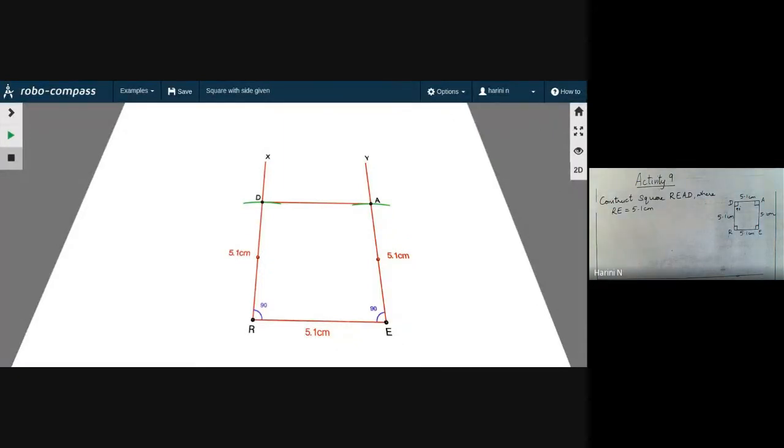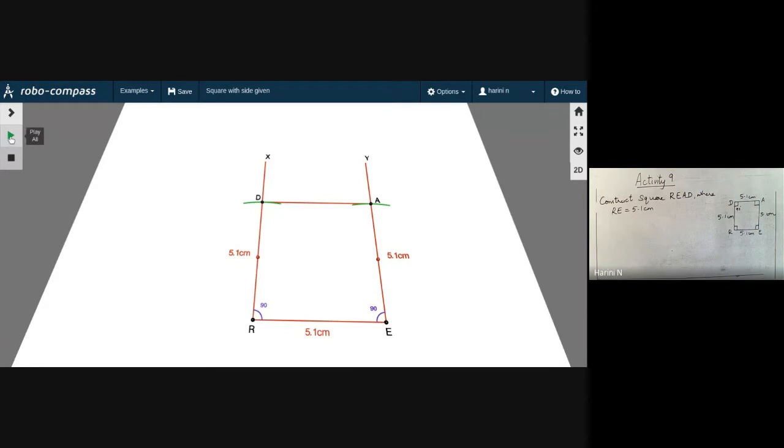So can we start with the construction? I hope the rough sketch is ready. It will guide you through the steps. Because all the sides are 5.1 centimeters each, we will start with one of the sides as the base. We will take RE as the base. Alright? So let's start with the construction.